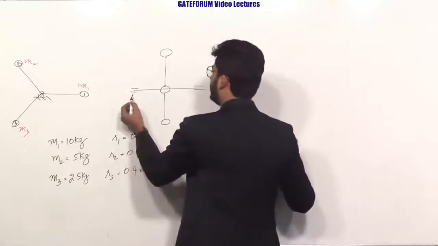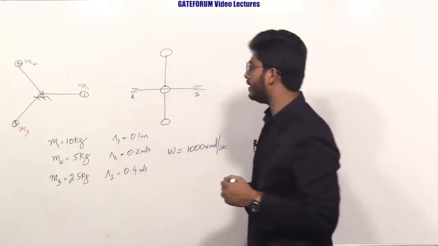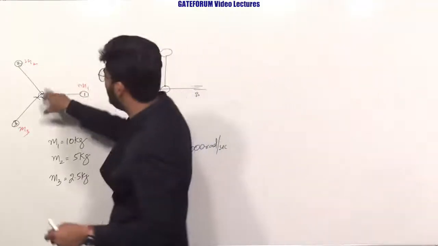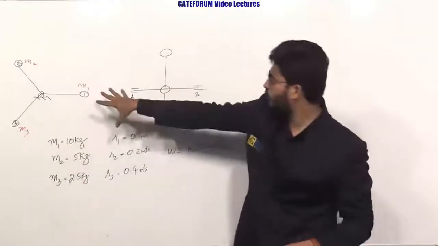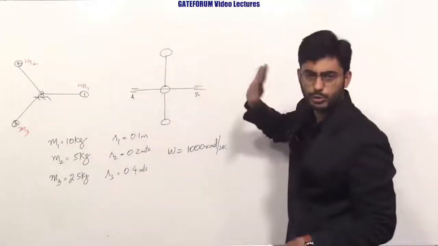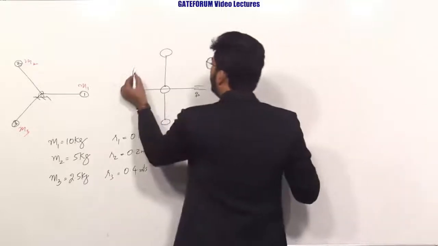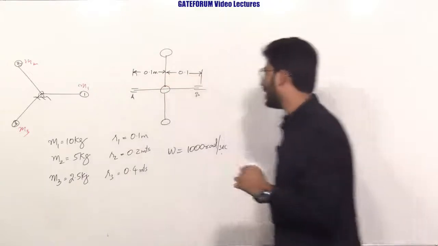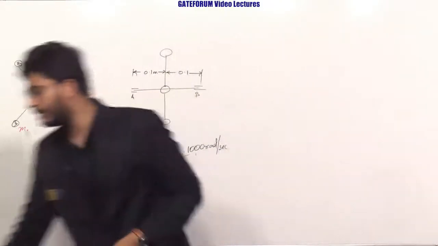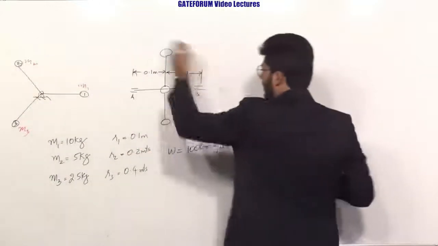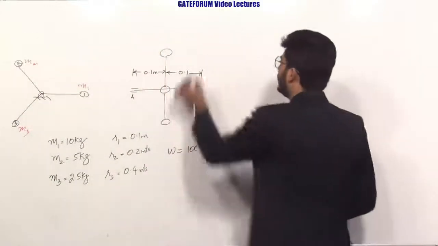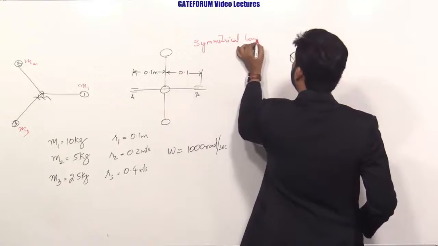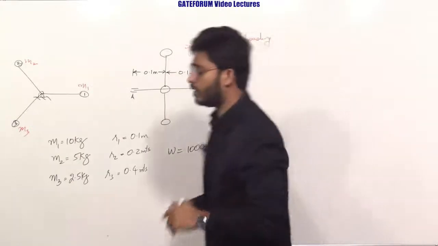Okay, this is the bearing A and B. This is a shaft supported with the rotating masses. Now if you see, all the masses are connected to a single point with respect to the plane, and their location on the shaft is also shown. So here this is 0.1 meters and this is 0.1 meters. So now I can say that this is a case of symmetrical loading. With respect to this diagram, I can say that it is a symmetrical loading condition.